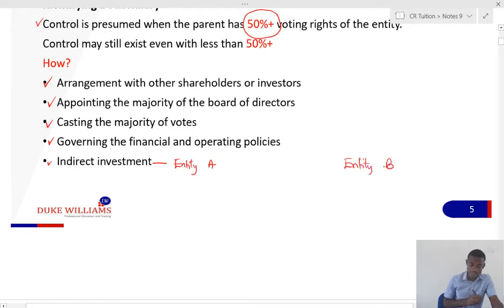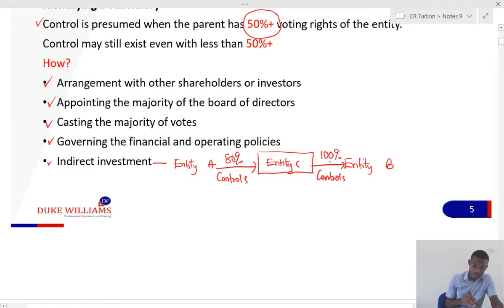So between entity A and entity B, there is an in-between entity. So I can call it entity C. Now, entity A controls entity C, let's say by 80% interest, and entity C controls entity B. Entity C has 100% ownership in B.